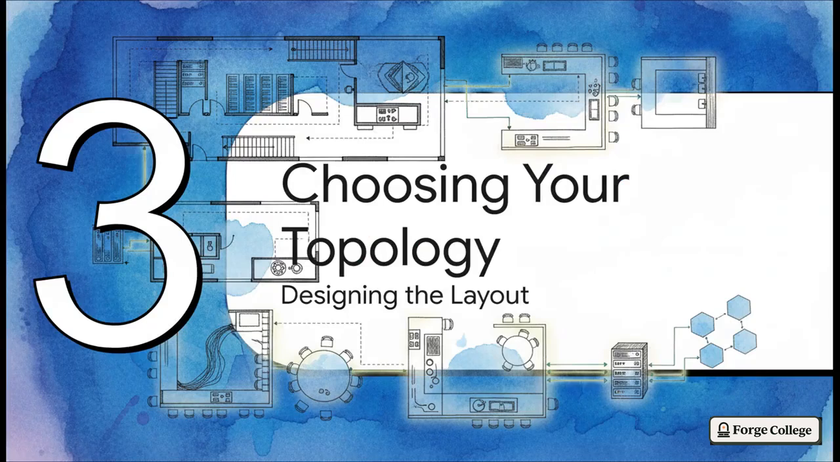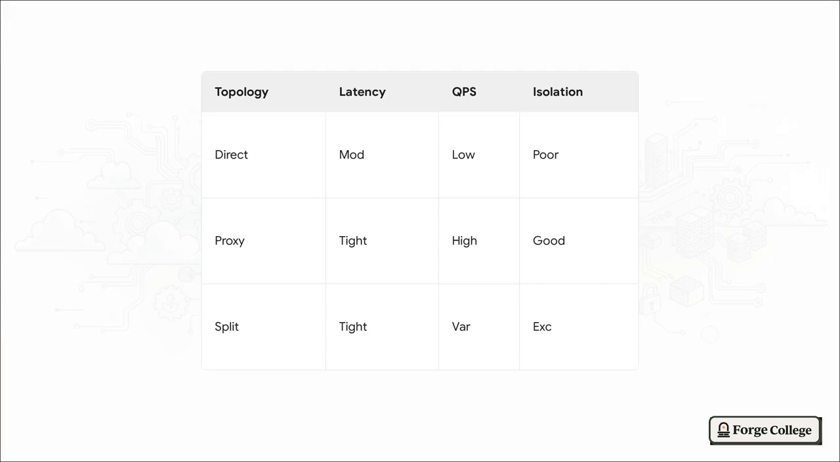Okay, part 3, choosing your topology. It's time to design the restaurant layout. Now that we know exactly who our staff is, let's design that layout, what we call our architectural topology. Just look at how these patterns map to our requirements. First, you have the single-tier direct setup. Think of this as a simple food cart.